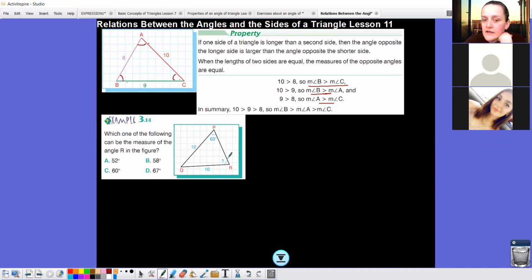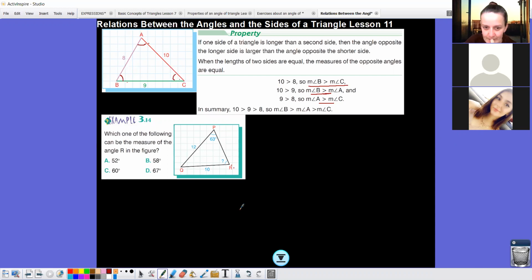Okay, I understand. So here, in this example, two sides are given. One of them is 12, the other one is 10. And the angle opposite of 10 is 63. And it says, which one of the following can be the measure of the angle R? This is the angle R in the figure. Which one can be? Firstly, if we check which one can't be, what do you think?